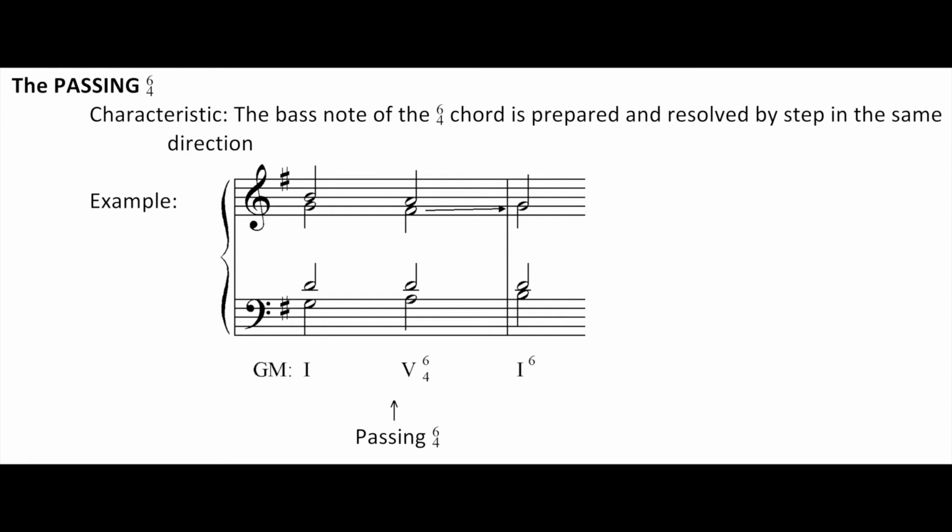We could go the other way as well and start with the 1/6, go 5/6/4 to 1 in root position. In either case, the D major chord with A in the bass is the passing 6/4. The key takeaway here is that there's stepwise motion in the bass.